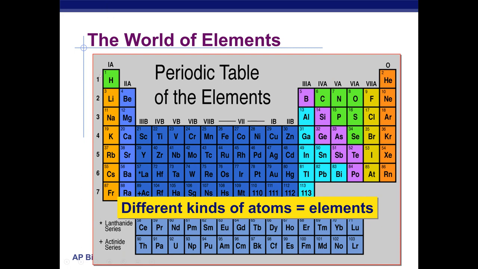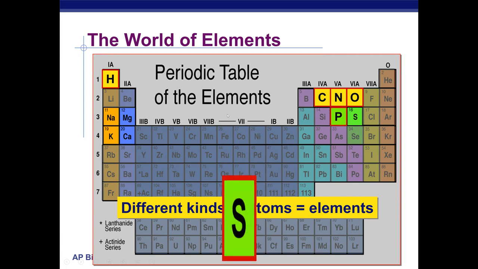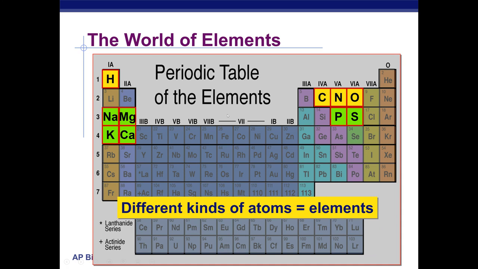Now, a periodic table is built in columns and rows. Okay. So here are the elements that make up life: carbon, hydrogen, oxygen, nitrogen, phosphorus, sulfur, sodium, magnesium, potassium, calcium. Okay, you got that?